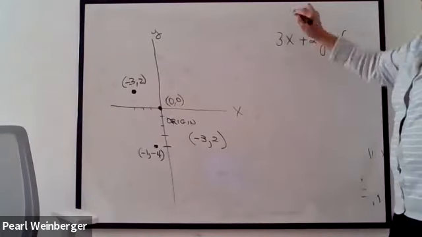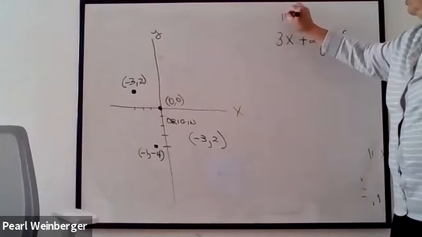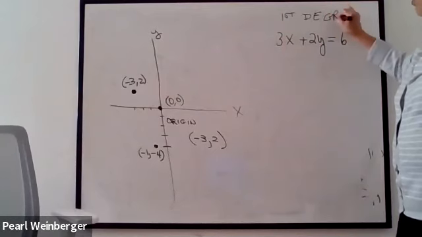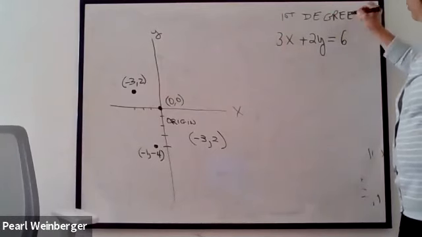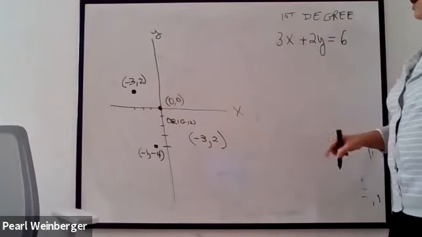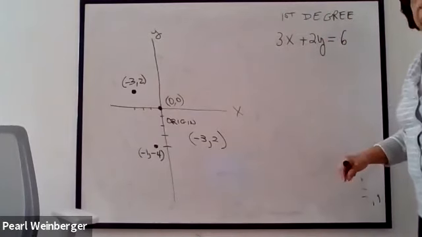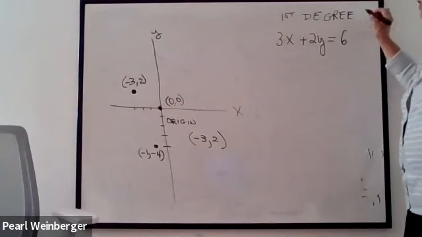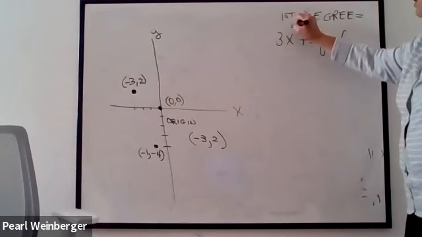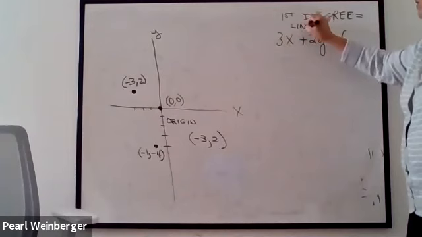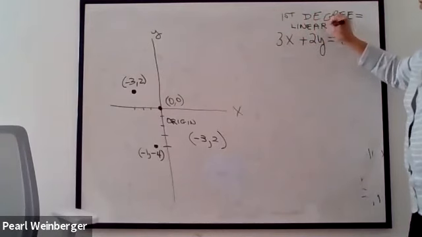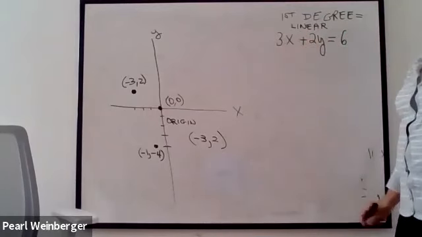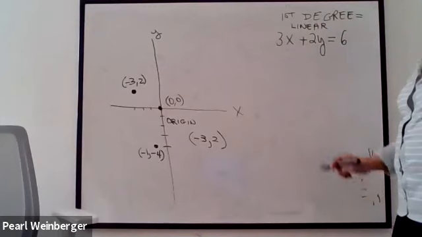Anytime you have what's called a first degree equation, an equation that only has an exponent of 1 on the variables, which means there's not going to be any exponents written, because if there's no exponent written, it means the exponent is 1. That's called a first degree equation. That's going to be a linear equation. It's going to give you the graph of a straight line. So how do we go from this equation of a line to the graph of a line?